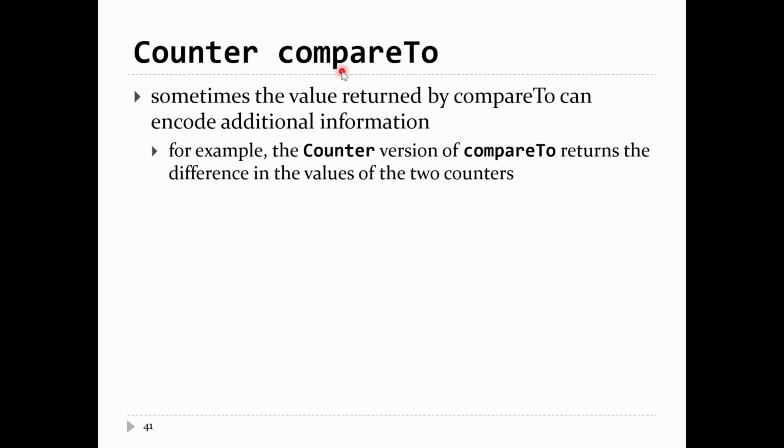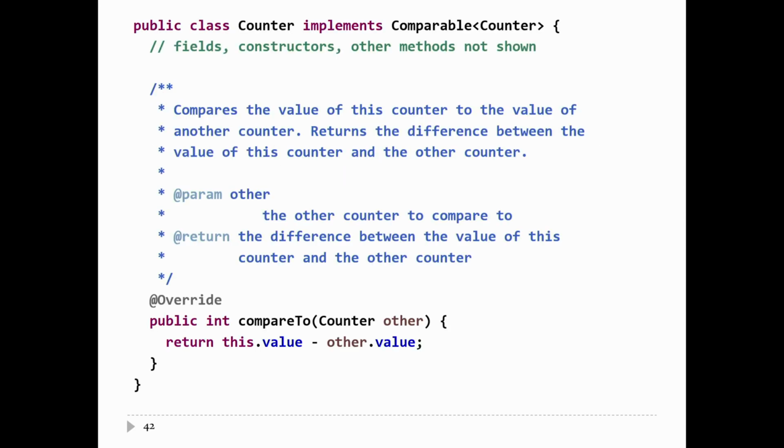So for example, the compareTo method for Counter. I'd like to compare two counters. It's easy, you just compare their values. Remember, the Counter class has some field called value that represents the value of the counter. You can implement compareTo so that it returns the difference between the two counters. So if compareTo returns -1, you know the count for this counter is 1 less than the count for the other counter. That might be useful in some examples. So you could write, in this case, return this.value minus other.value, which is just the difference in the counter values.